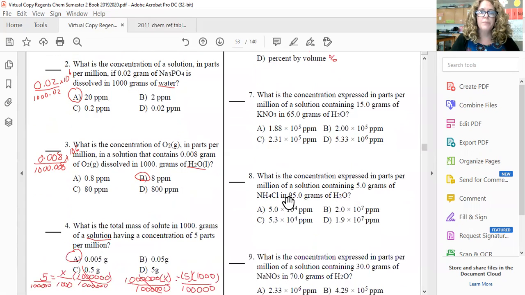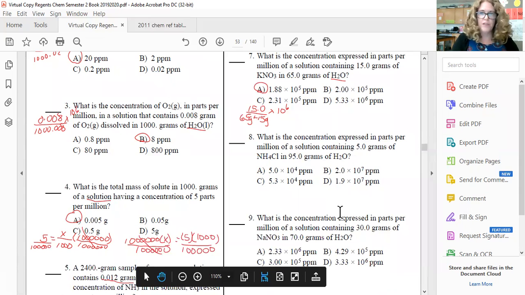All right, number 7. What is the concentration expressed in parts per million if I have 15 grams of potassium nitrate and 65 grams of water, okay, not solution? So that means I have to add the solute mass, which is the potassium nitrate, to that mass of water. So when I do my math, I have 15 grams of my solute divided by the mass of the solution, which is going to be the 65 grams of water plus my 15 grams, and then times a million, right? 1 with 6 zeros, or 10 to the power 6. And the answer for number 7 is going to be A.